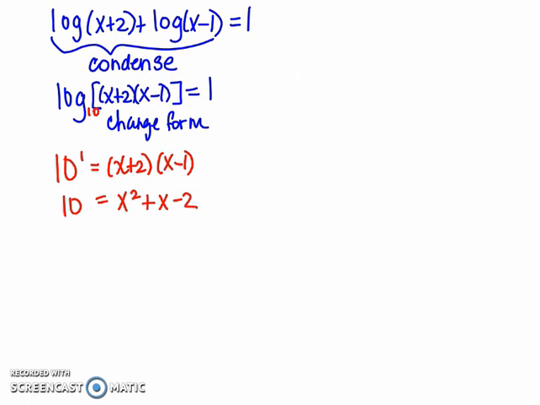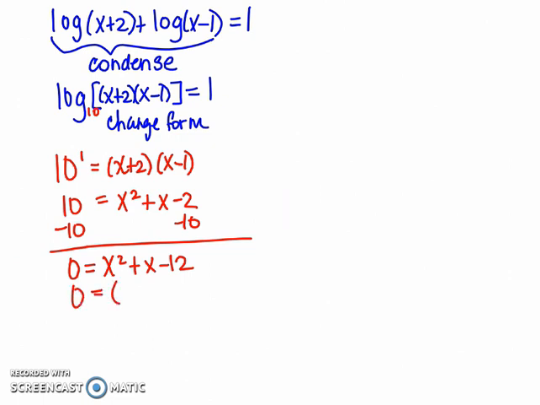Now, in order to solve this, I'm going to have to set it equal to 0. So I'm going to move that 10 over to the other side of the equal sign. That's going to give me 0 equals x squared plus x minus 12. Now I can refactor. I have an easy factor here. 2 numbers that multiply to make negative 12 and add to be 1 are going to be x minus 4 times x plus 3, which gives me 2 solutions. When I set them equal to 0, this one gives me x equals 4, and this one gives me x equals 3.